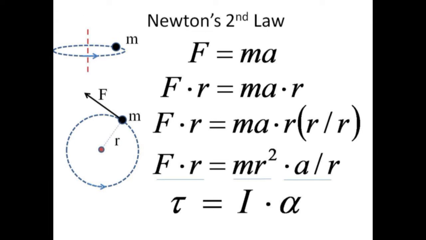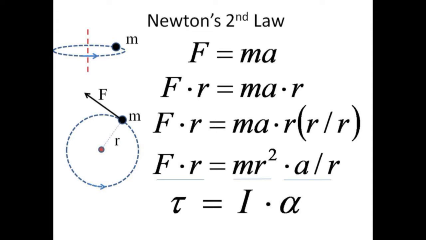Imagine a point particle with mass m rotating about some axis at a radius r. The tangential force and acceleration are related through Newton's second law, F equals ma. Multiplying both sides by the radius r, and then multiplying the right-hand side by 1, written as r divided by r, yields F times r equals mr squared times a divided by r. This is just torque equals I alpha, where I for this single particle is mr squared.